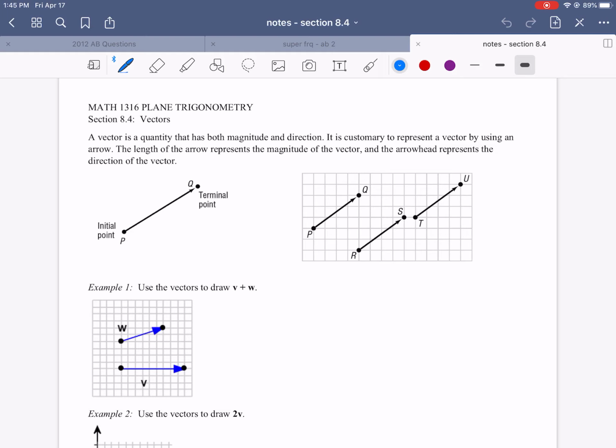And so you can see here that we have a definition for a vector. A vector is a quantity that has both magnitude and direction. And it's customary to represent a vector using an arrow where the length of the arrow represents the magnitude of the vector, and then the arrowhead represents the direction of the vector.